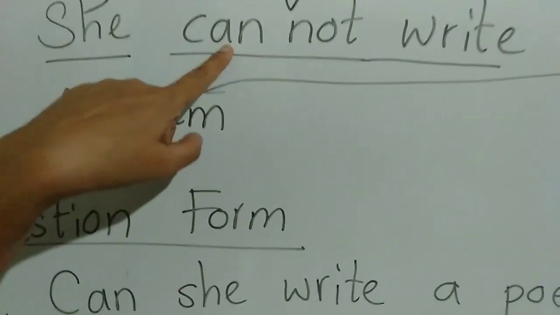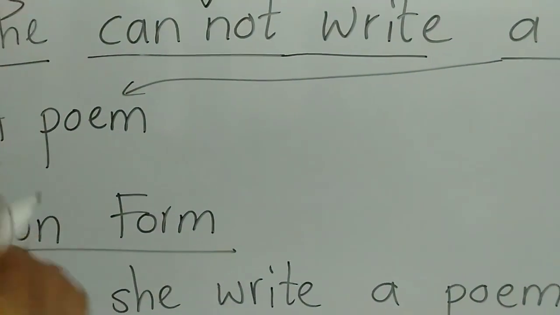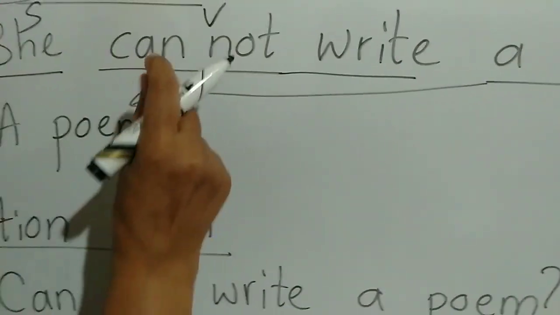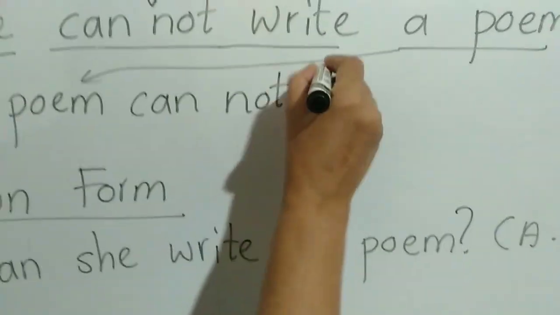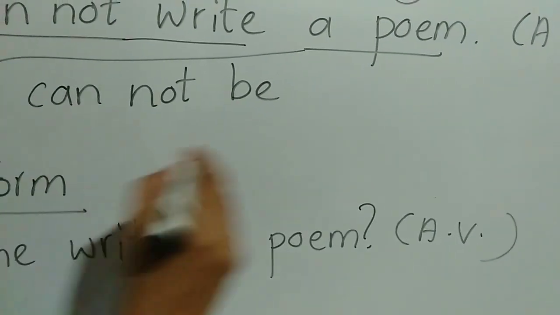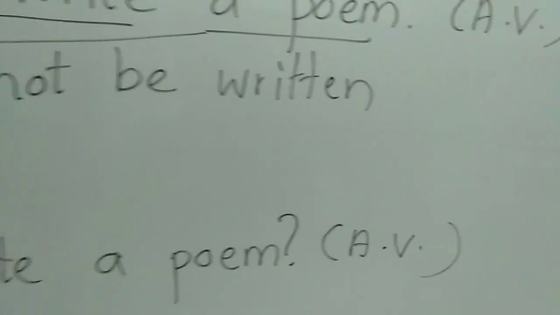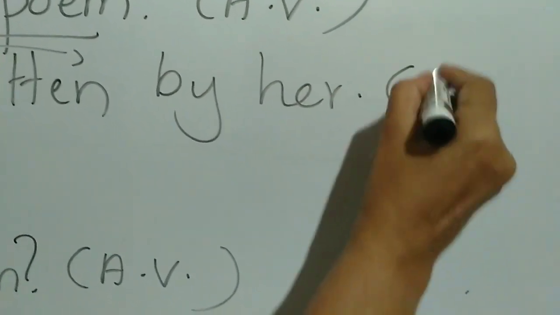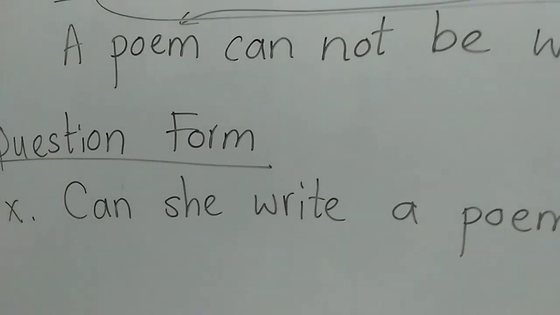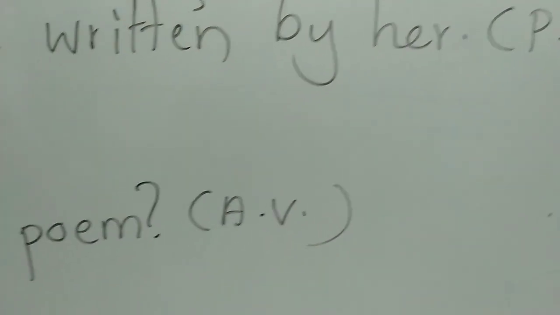This is a modal auxiliary verb I have told you earlier. A poem then cannot be written by her. I think you have understood. A poem cannot be written by her.